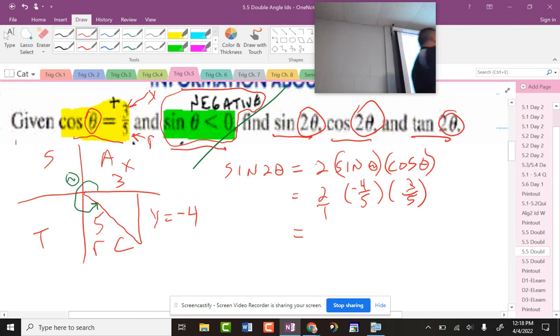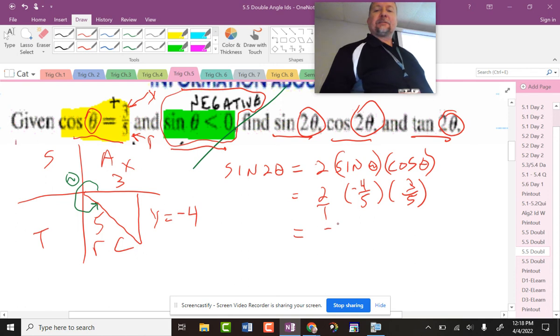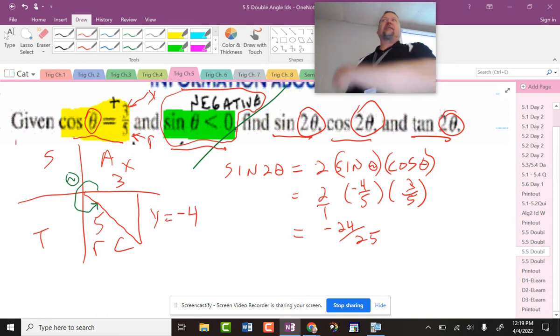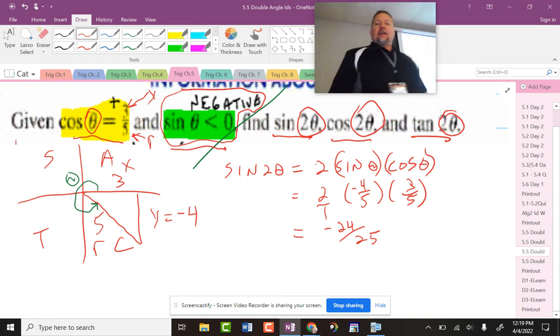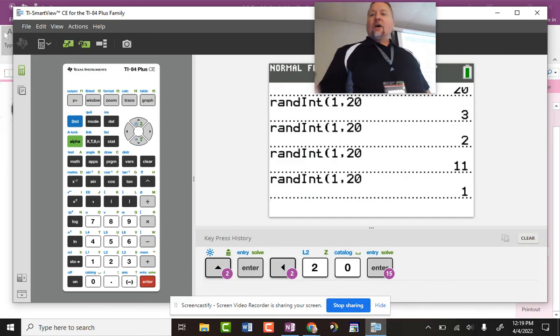So what do I got to do on the top? I got to multiply across. So what's 2 times negative 4? What's negative 8 times 3? Negative 24 over, and then multiply all the bottoms. 25. There you go. So that's how we multiply fractions. This should be in a no calculator scenario. You dang seniors in your fractions. You multiply the numerators. You multiply the denominators. All right. And then, all right, cosine of 2 theta.